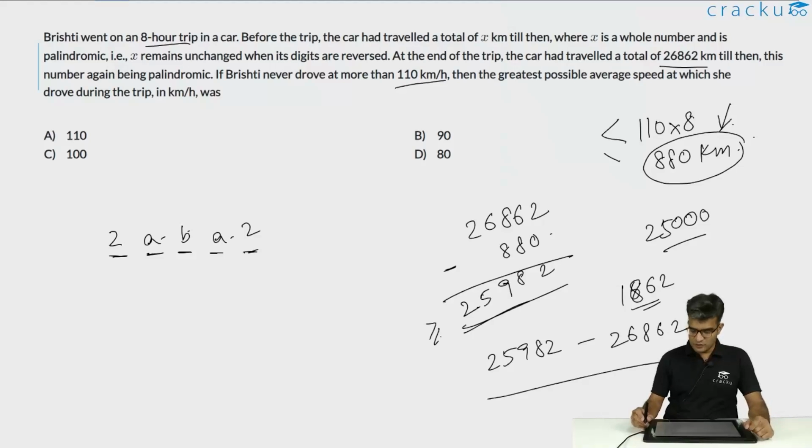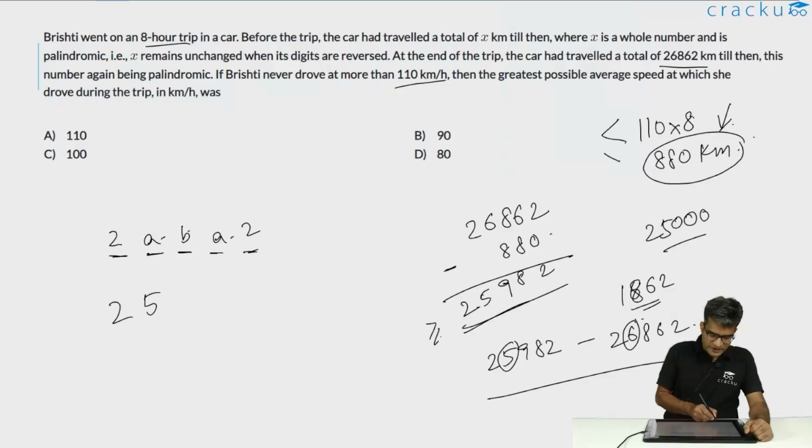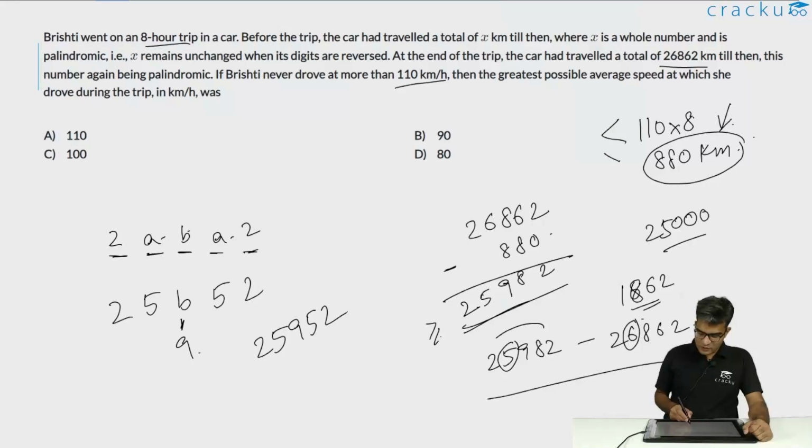A is either 5 or 6. Can A be equal to 5? If A is equal to 5, this will be 2, 5, B, 5, 2. Now, even if the value of B is 9, this number will be 25952, which is actually less than 25982. This would imply that this number cannot be equal to 5.